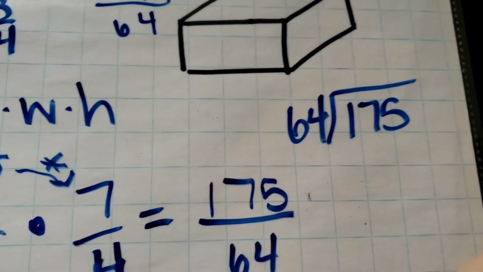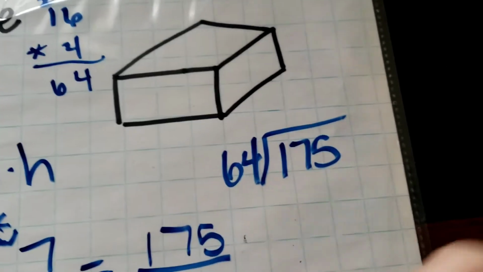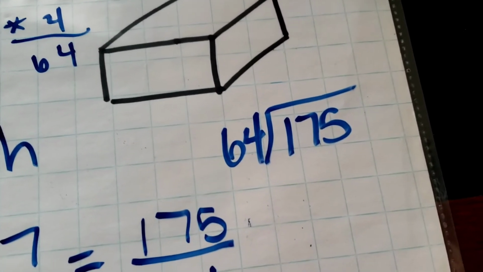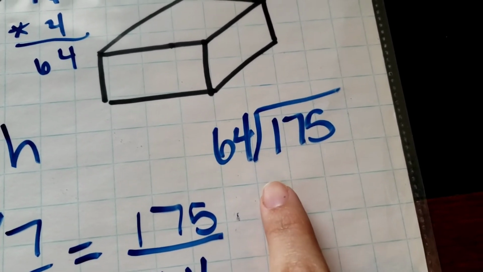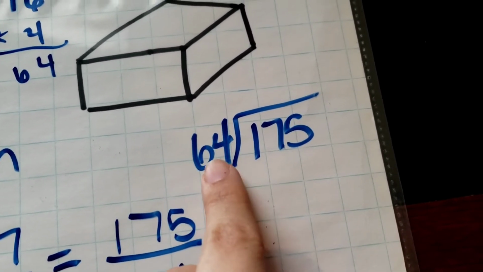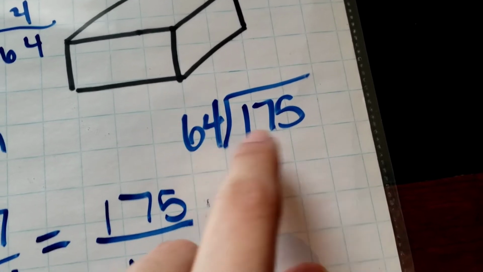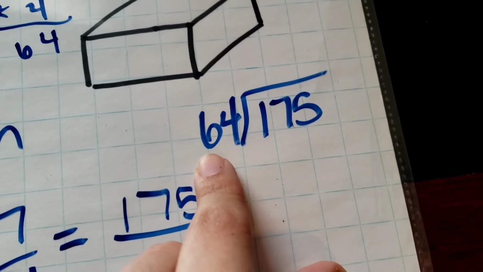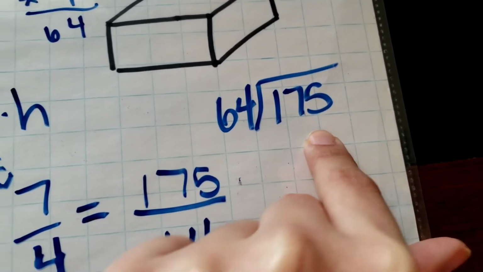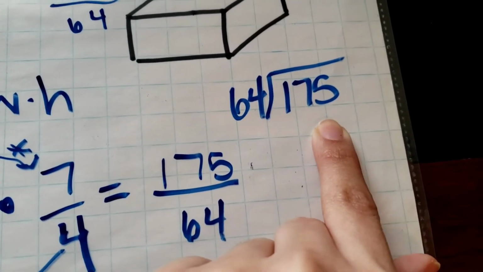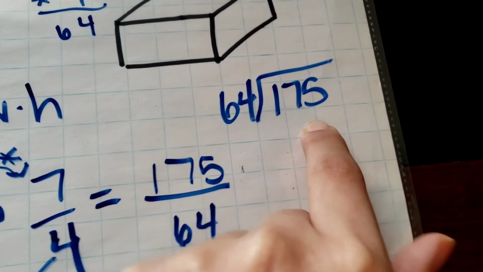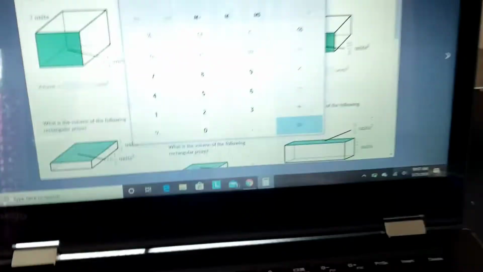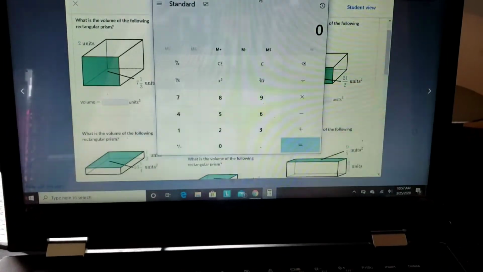Be right back. Okay, so I cleared some space off. I reached the hard part of, okay, 64 cannot go into 1, 64 cannot go into 17, and I'm brought back to my 64 into 175. To save myself some time, I'm just going to use my handy dandy calculator. So, let's just type it in.